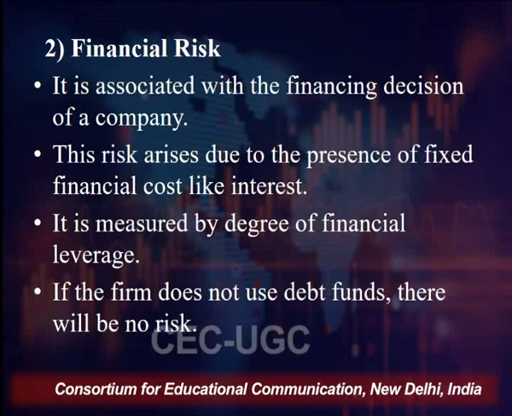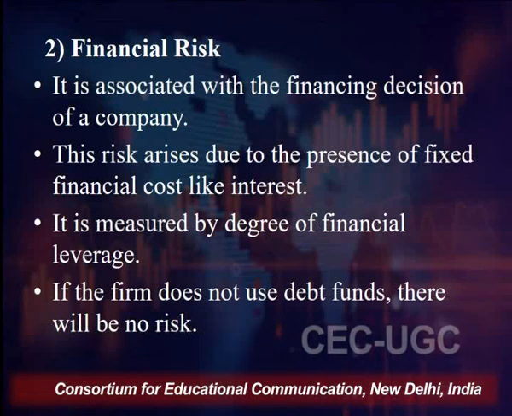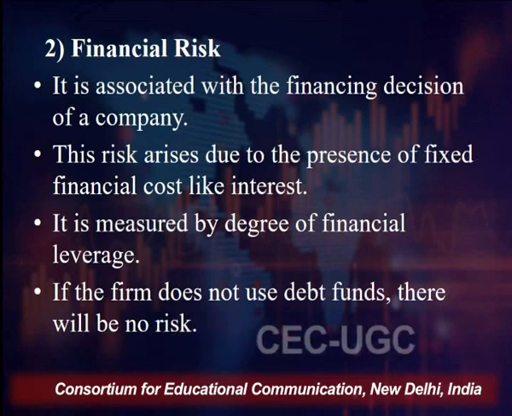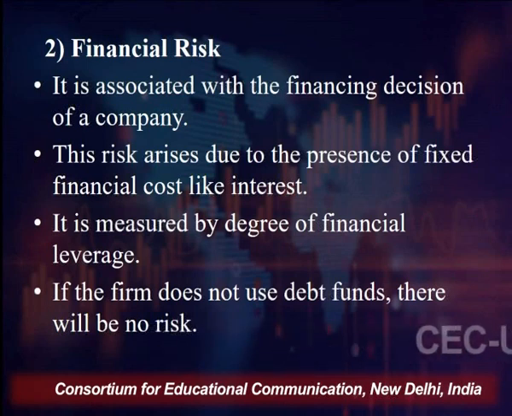So it is a measure of the degree of financial leverage. The business risk is called operating leverage, and the financial risk is called financial leverage. If the firm does not use debt funds, there will be no risk at all because there is no fixed liability. So these are the two types of risk associated with unsystematic risk, that is business risk and financial risk.